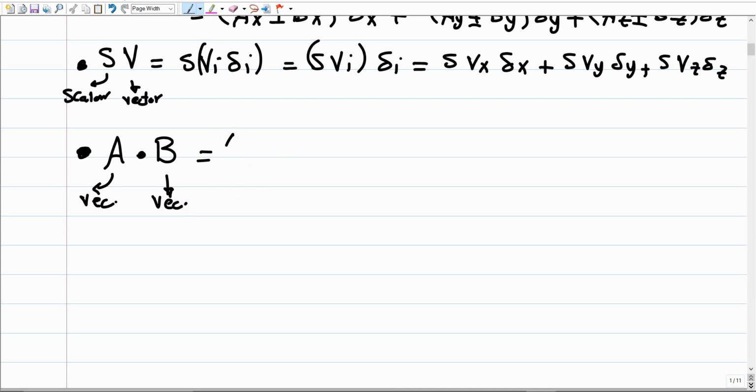So let us write the A vector in terms of its components. It is going to be A_i delta_i dot. When we write the B vector in terms of its components, we should use a different index.